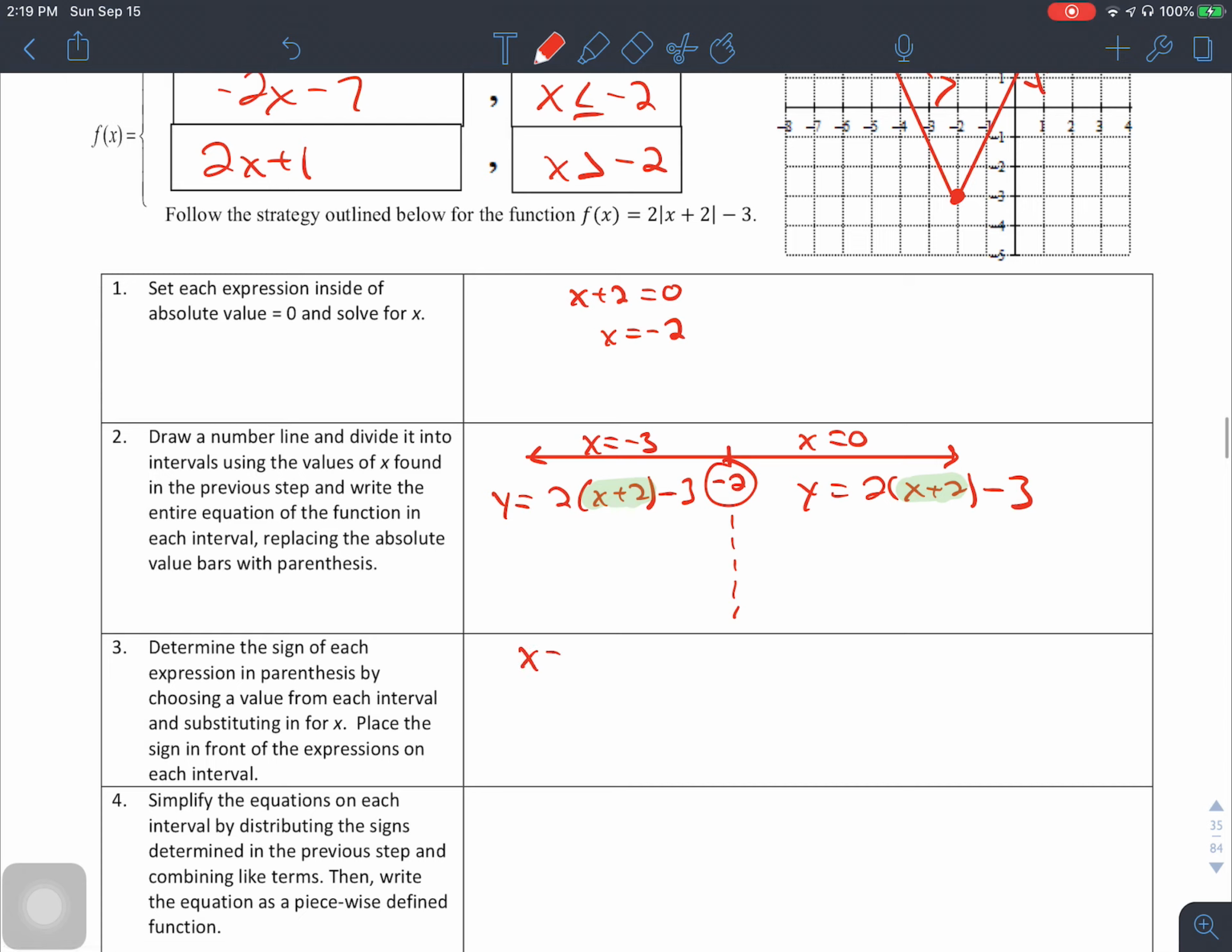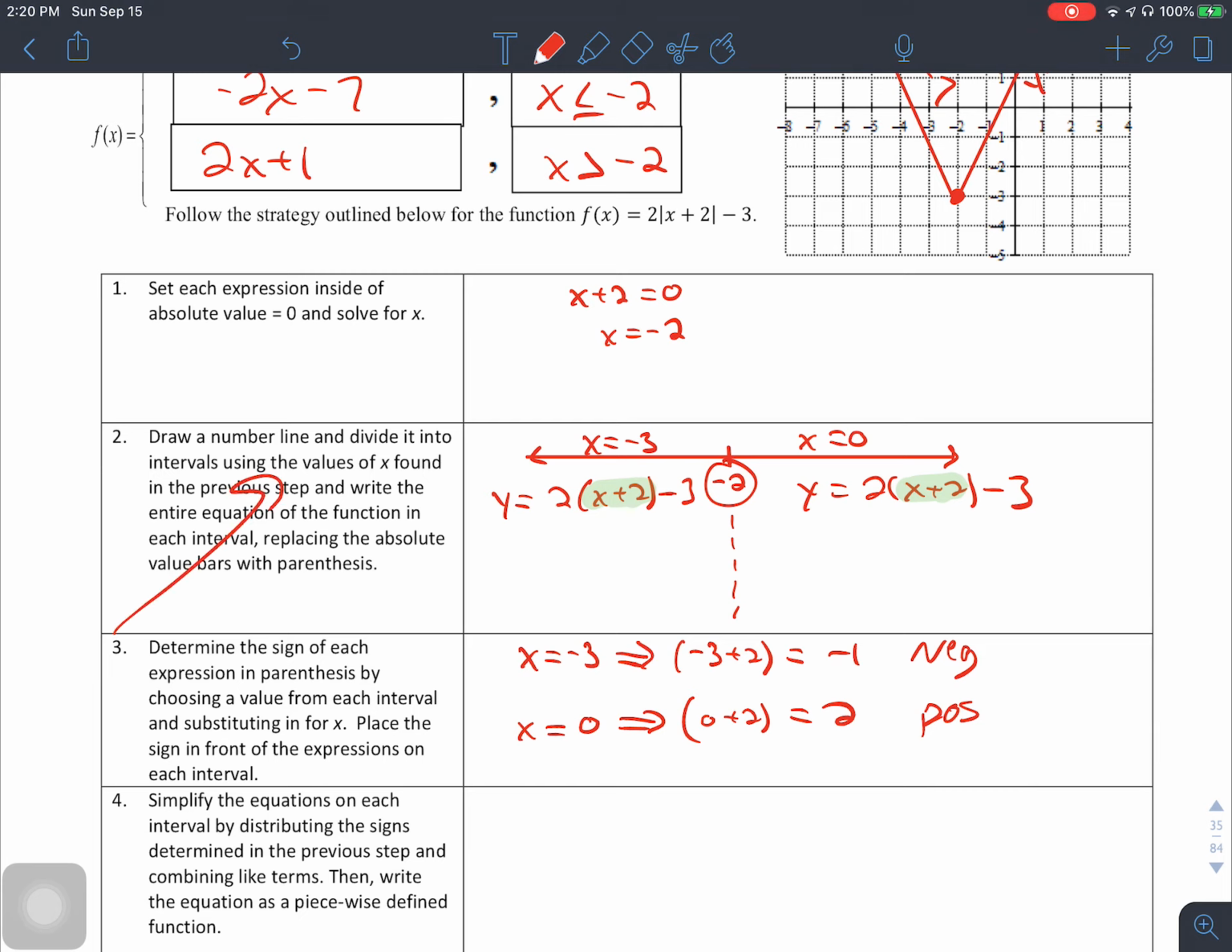If we choose x equals a -3, and we plug it into x plus 2, we're going to get -3 plus 2. This is a -1. If we plug a 0 into the x plus 2, it's going to be 0 plus 2, which is going to be a 2. We're not concerned about the numbers we're getting. We're concerned about, is it going to be negative or is it going to be positive? A -1's negative, a positive 2 is positive.